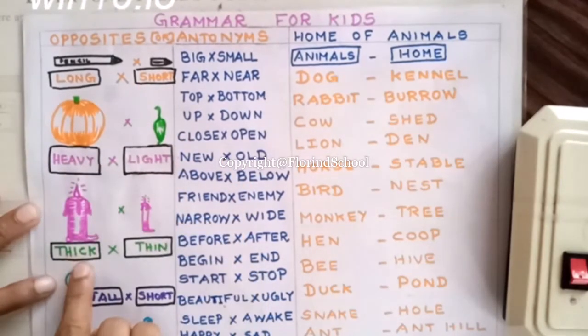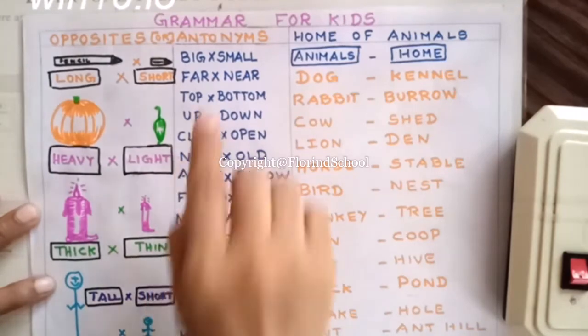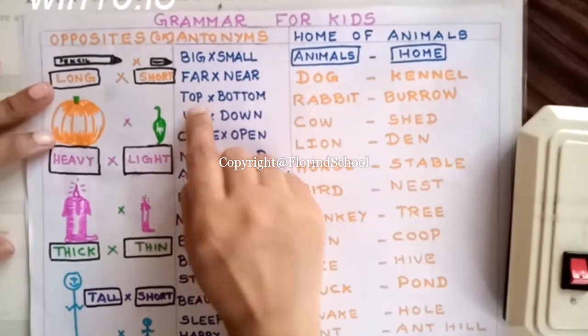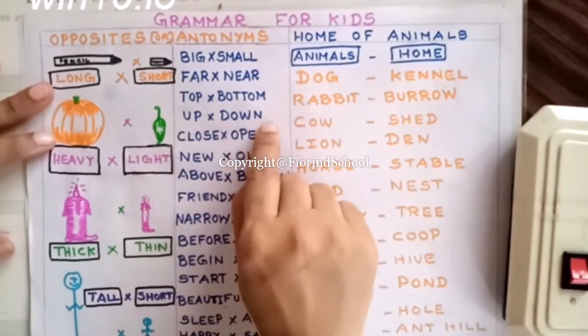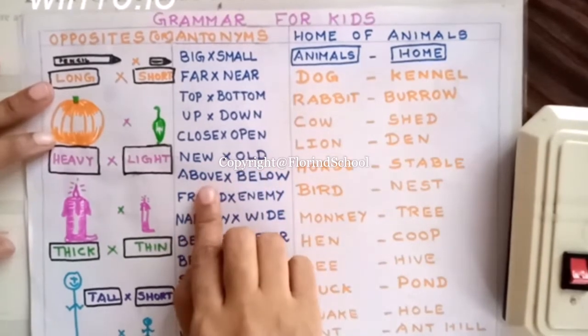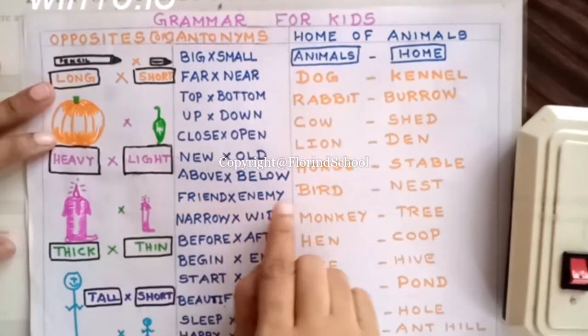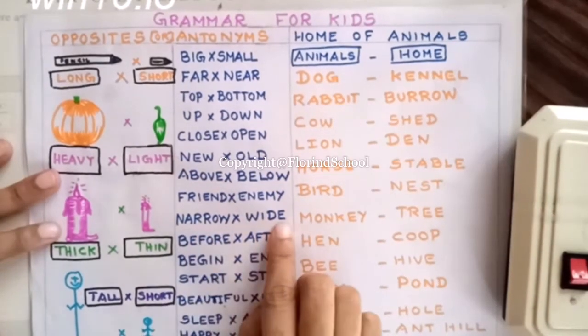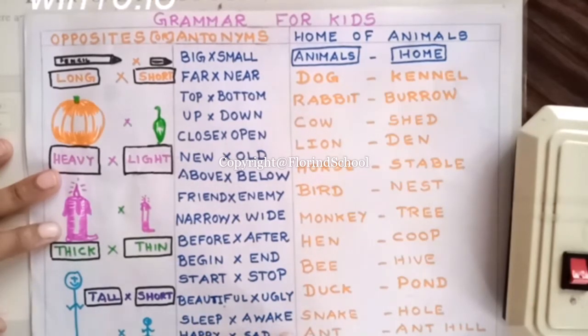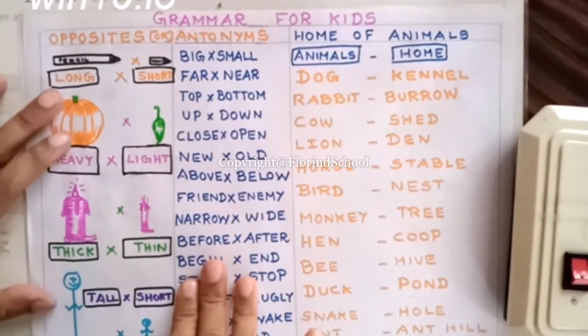Heavy, light, thick, thin, tall, short, big, small, far, near, top, bottom, up, down, close, open, new, old, above, below, friend, enemy, narrow, wide, before, after, begin, end, start, stop, beautiful, ugly, sleep, awake, happy, sad. So these are some opposites you can learn at home.